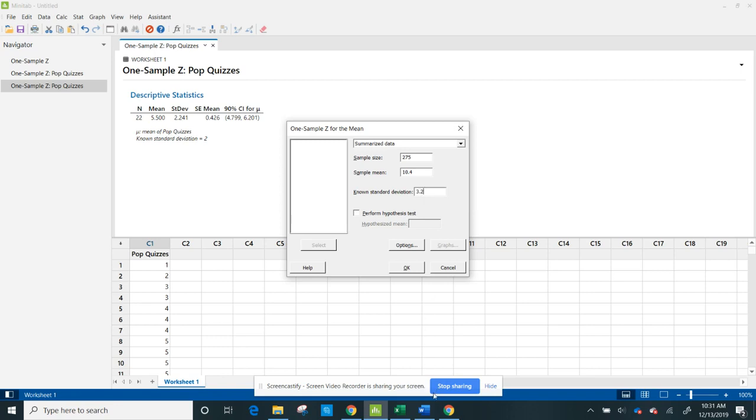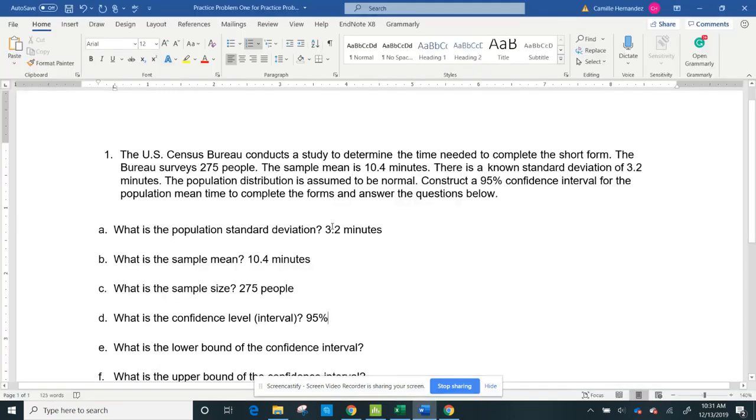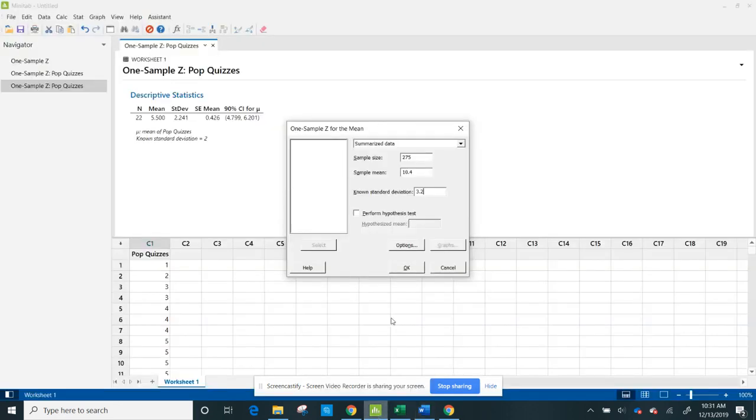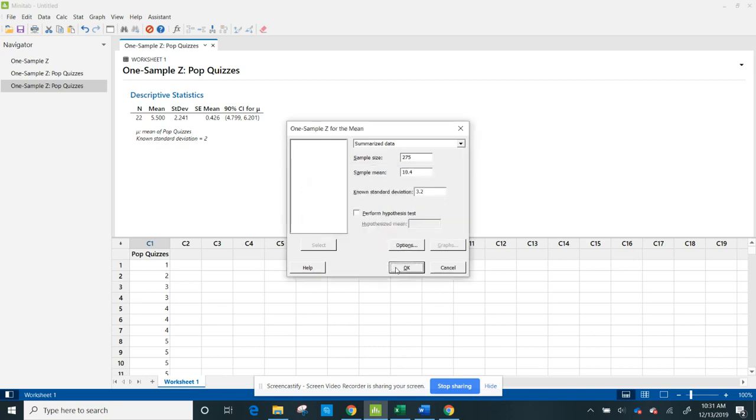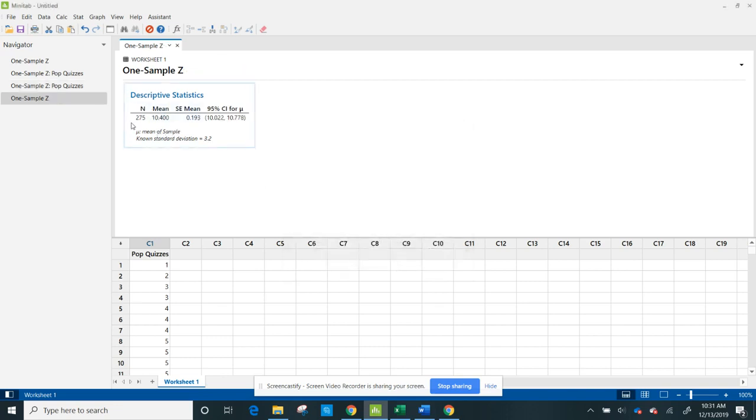Again, all I'm doing is putting in Minitab the stuff I already have. I'm going to go to Options, and I'm going to put 95 because that's the level that I want to test at. I'm going to hit OK, and OK again. And look, it gives me everything I need. Again, my sample size was 275, and my sample mean was 10.4.